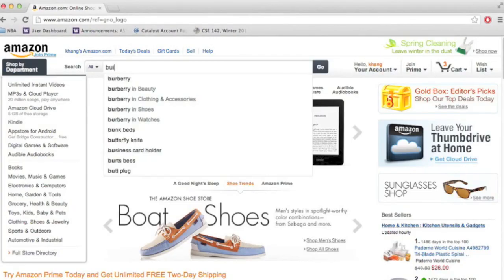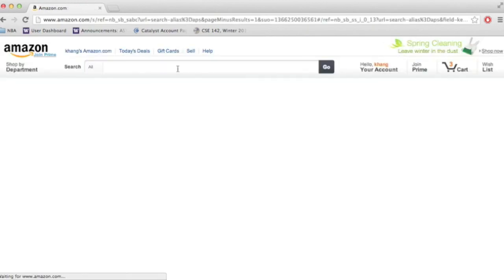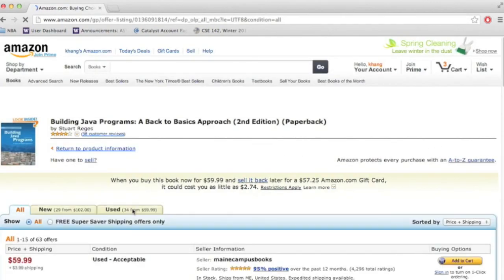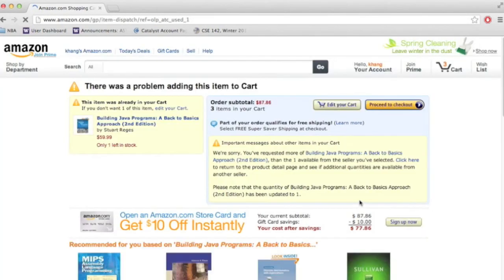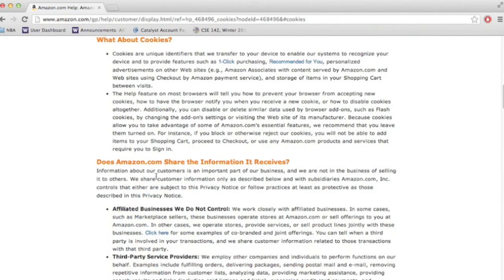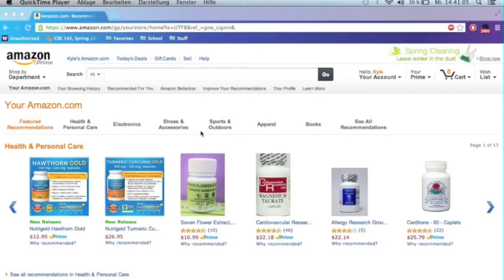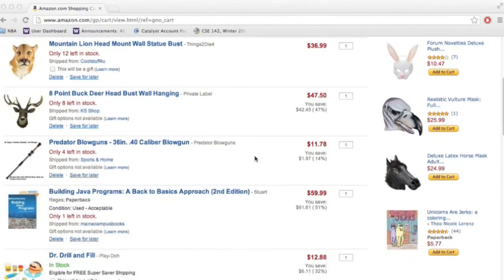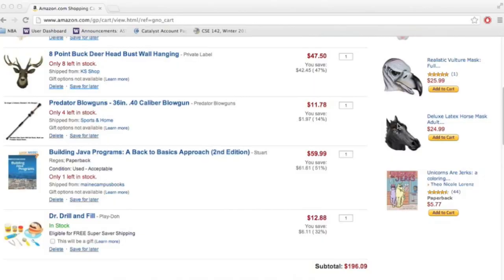Imagine you are about to take a new class at UW. The professor requires a specific textbook and you have found it for the cheapest on Amazon.com and you end up buying it. Even if you don't know it, Amazon is tracking much of the user information that you are entering and storing them in things known as cookies. Now, according to Amazon.com itself, it classifies cookies as unique identifiers that we transfer to your device to enable our systems to recognize your device and to provide features such as one-click purchasing, recommended for you, personalized advertisements on other websites, and storage of items in your shopping cart between visits. Informing individuals about cookies is an example of informed consent.